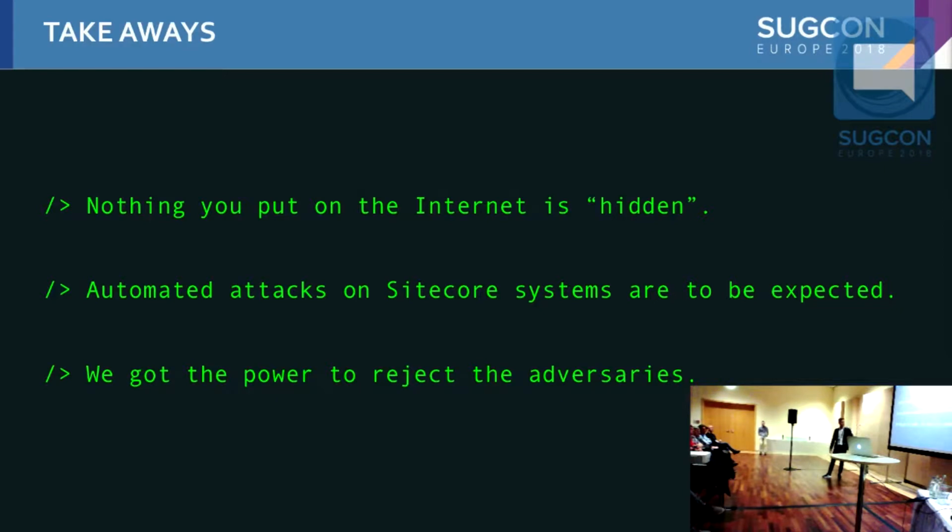Second thing, expect automated attacks on Sitecore systems. We are now a big commercial software, which means that there are sites explaining how this should be configured, how it should not be configured. You can go on Sitecore's own webpage and look up known vulnerabilities, which would be pretty easy for a hacker to also exploit and just run over all of you. So expect your Sitecore systems to be identified, even if they don't have a domain name, and expect them to be attacked.